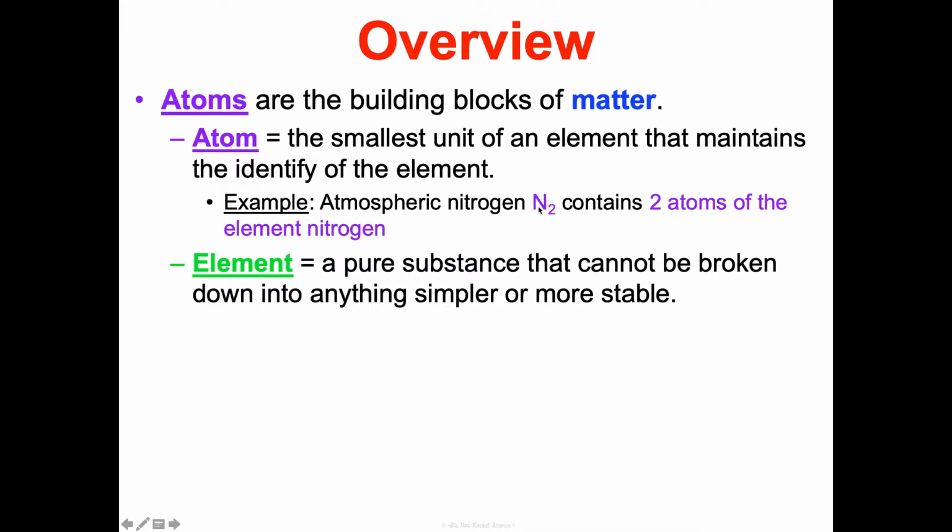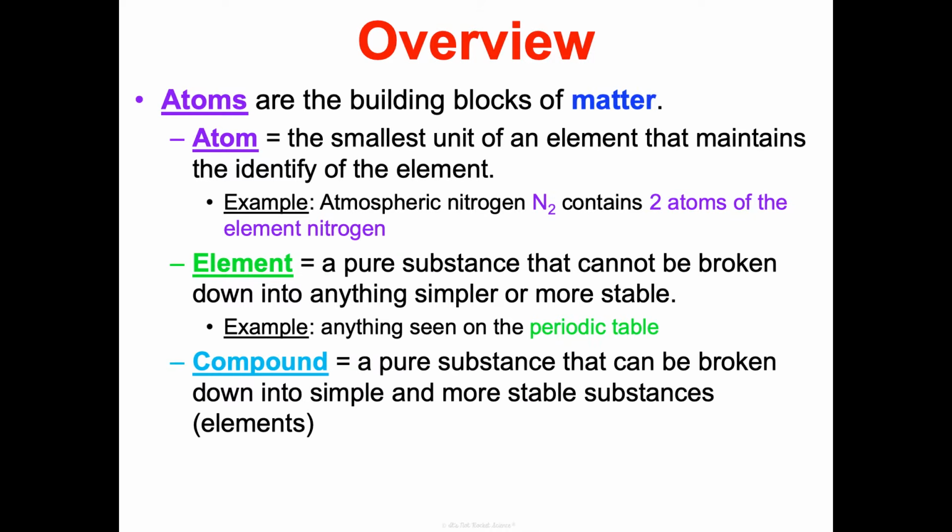Now, when I say element, I'm referring to a pure substance that cannot be broken down into anything simpler or more stable. And you can always find out an element by just looking to see if it's on the periodic table. So in my class, we have these large periodic tables that we can fold out of our binders that we're going to be referencing all the time. You're always going to have access to a periodic table. You don't need to memorize anything on this at all. But everything on this periodic table is an element. And again, atoms are a unit of an element. So N2, that's the element nitrogen, and it's 2 atoms of it, okay?